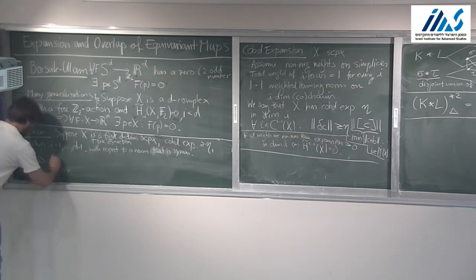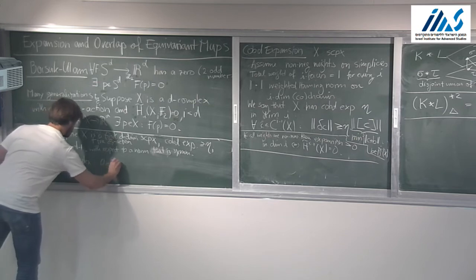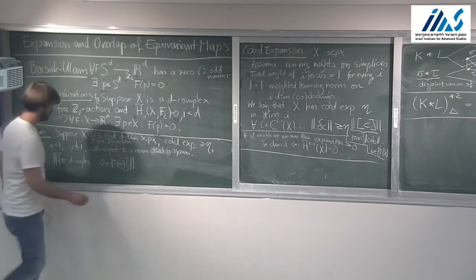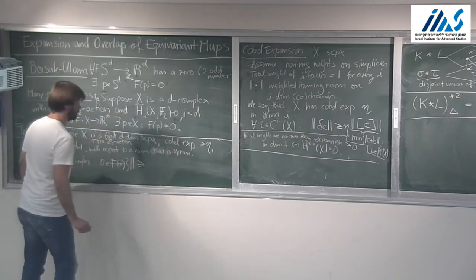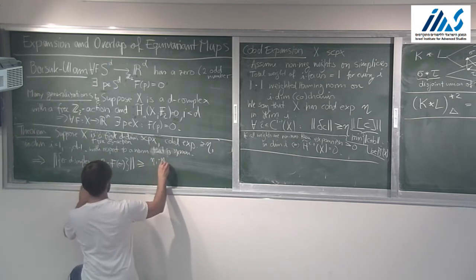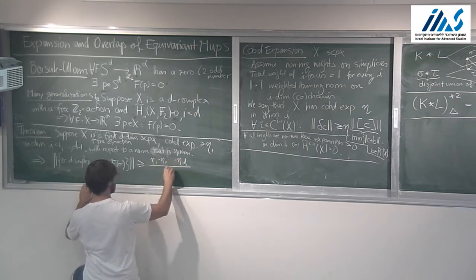How do I want to say this? So let me say this is the number of simplices, so I look at the collection of these simplices whose image hits the origin. I think of this as a cochain. I look at its norm, and this is at least the product of the expansions over 2 to the d.